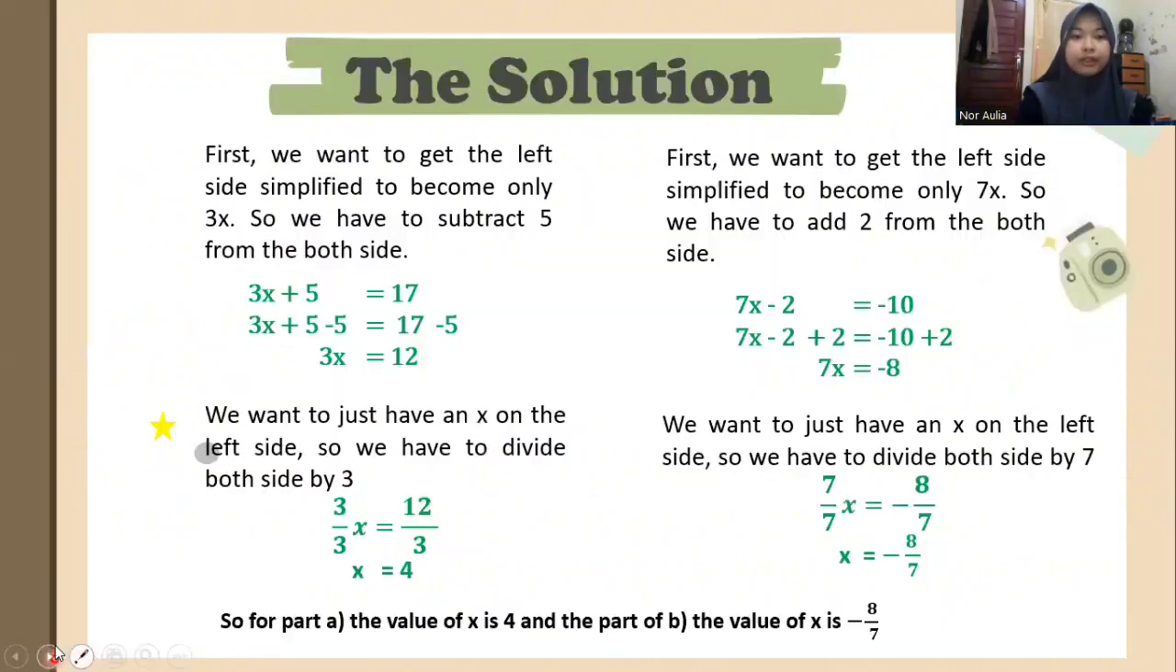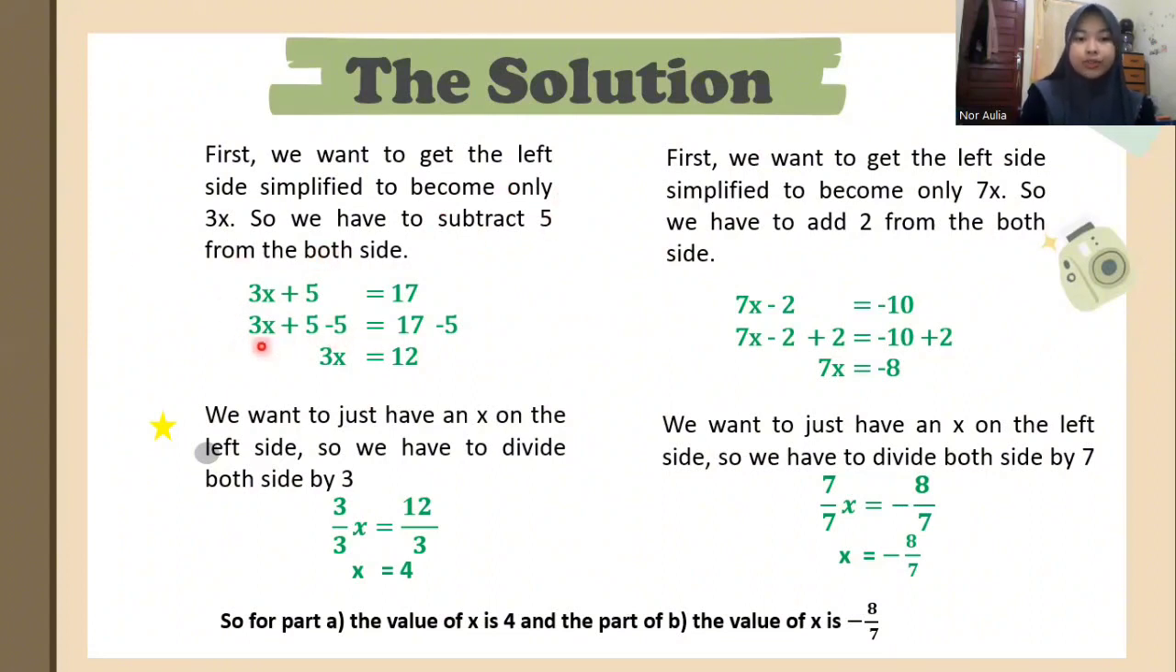So for the solution for A, we want to get the left side to become only 3x, so we have to subtract 5 from both sides. The operation we can write like this: 3x plus 5 equals 17. For the next step, we can subtract 5 from both sides.